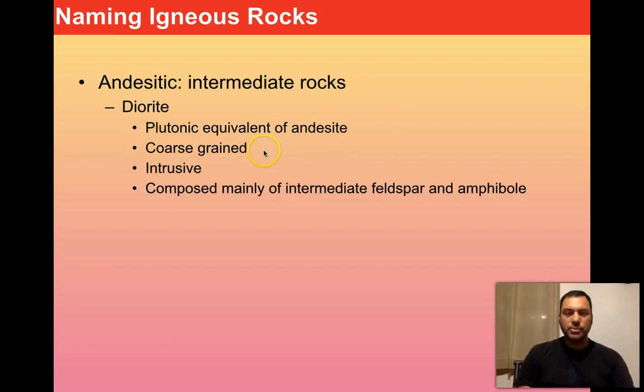It's coarse-grained, which means it's plutonic. That makes sense, right? Or I'm sorry, it means that it's phaneritic. And that makes sense, right? Plutonic rocks generally make phaneritic, coarse-grained materials. It's intrusive, which is implied by the fact that it's plutonic. And it's composed mainly of intermediate feldspar and amphibole. Intermediate feldspar means it's partly albite, partly anorthite, which is to say partly sodium, partly calcium feldspar. And of course, it's going to have lots of amphibole, like hornblende in it.